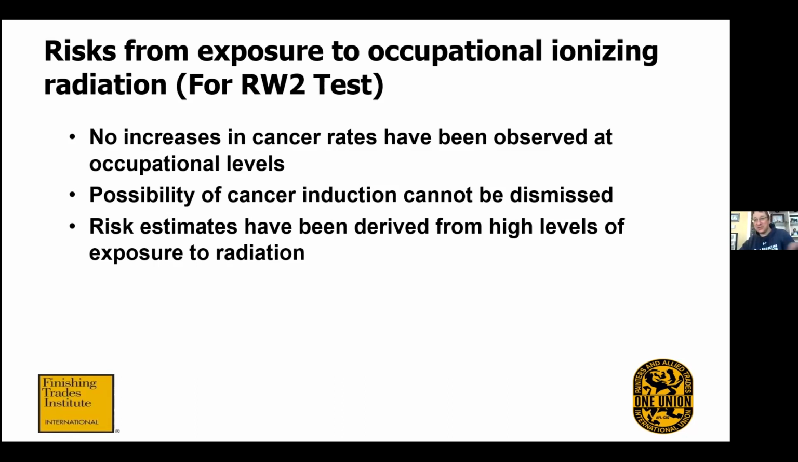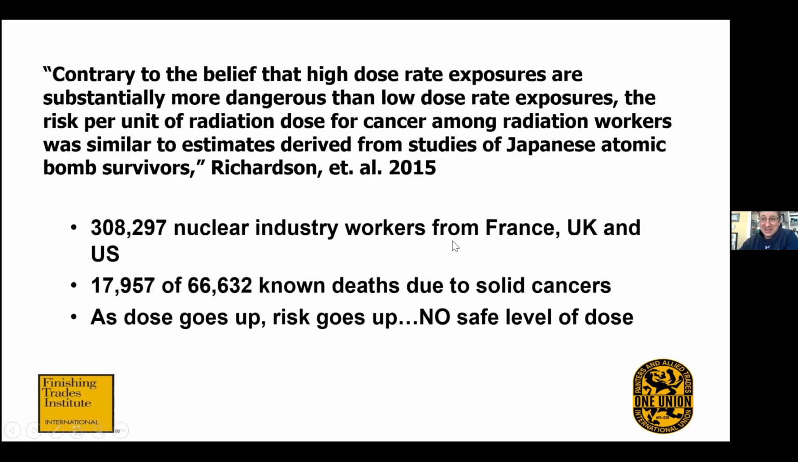Now I'm going to show you the slide Bernie wants you to see, but don't use this one for your test if you ever take this test. So this is right out of this Richardson study that came out in 2015. Contrary to the belief that high dose rate exposures are substantially more dangerous than low dose rate exposures, the risk per unit of radiation dose for cancer among radiation workers was similar to estimates derived from the studies of Japanese atomic bomb survivors. What do you think this means?